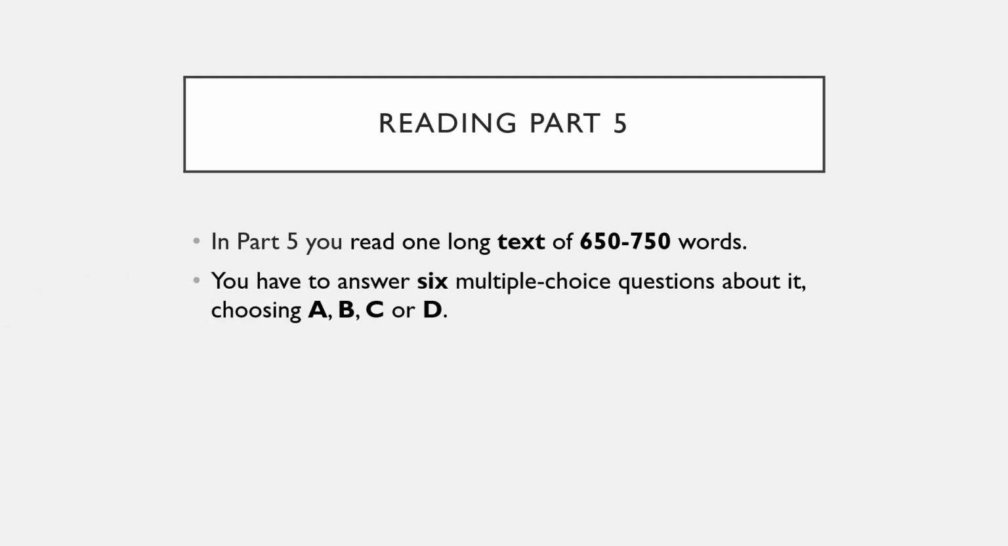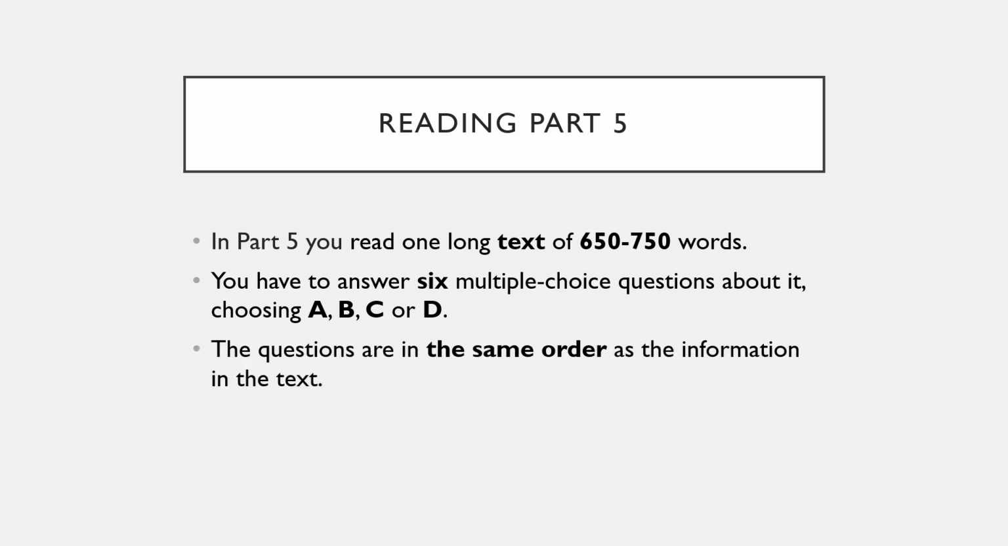So what is Part 5 all about? Well, in Part 5, you'll be given one long text of between 650 and 750 words. You'll need to read the text and answer 6 multiple choice questions, for each question selecting either A, B, C or D. You'll find that the questions are in the same order as the answers appear in the text. Each question is worth 2 marks. So there's a total of 12 marks available in this part.